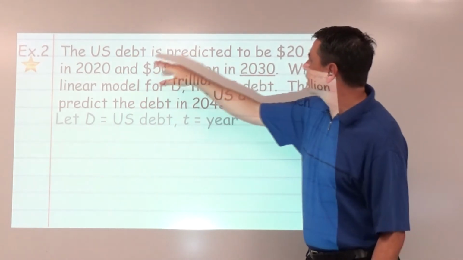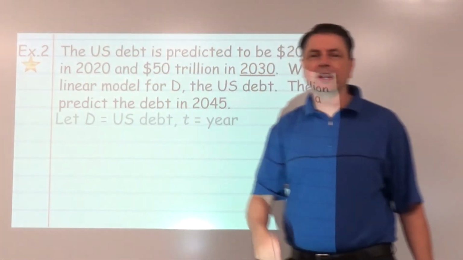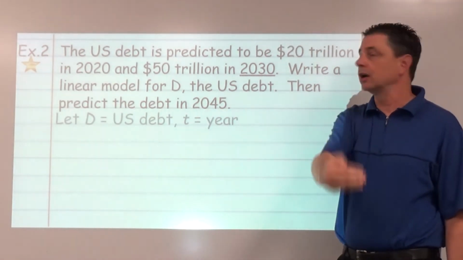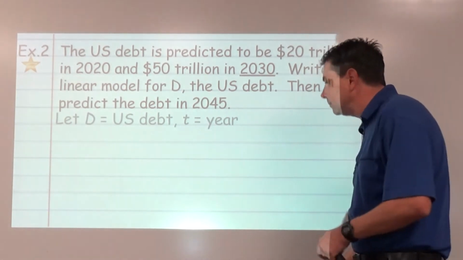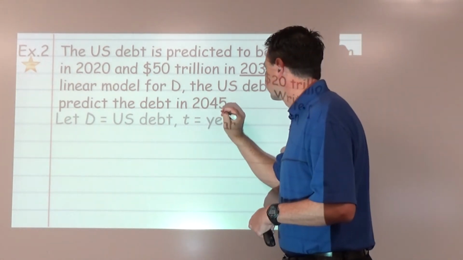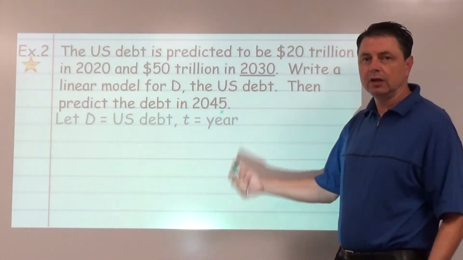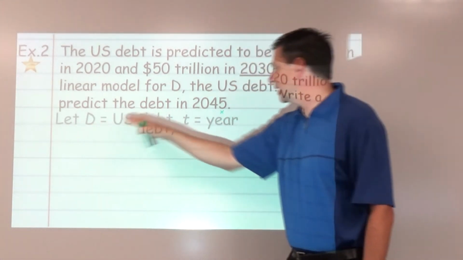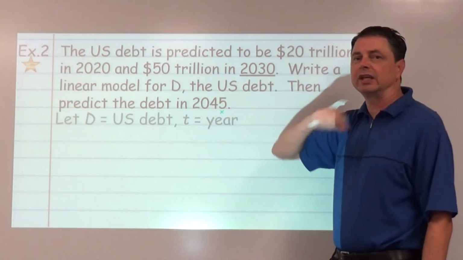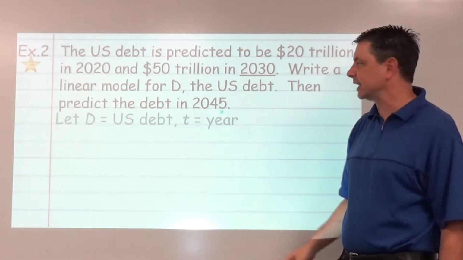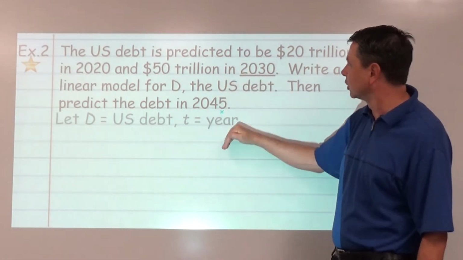So the first part of the problem, $20 trillion in the year 2020, that translates to a point, something comma something. Time is always going to be your x variable because it's the independent variable, whereas the debt depends on the year. Time, nothing depends on time. Time just keeps ticking no matter what. Can't stop it. So time's always going to be essentially your x coordinate, listed first.